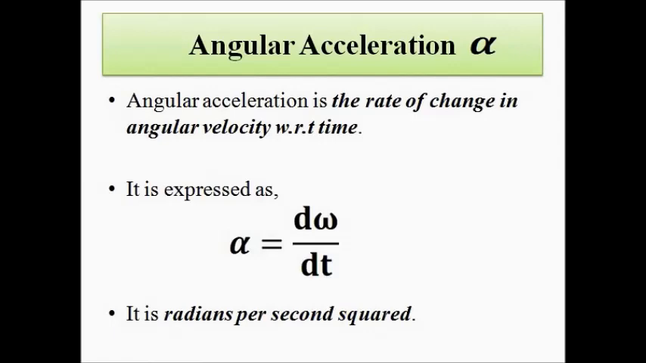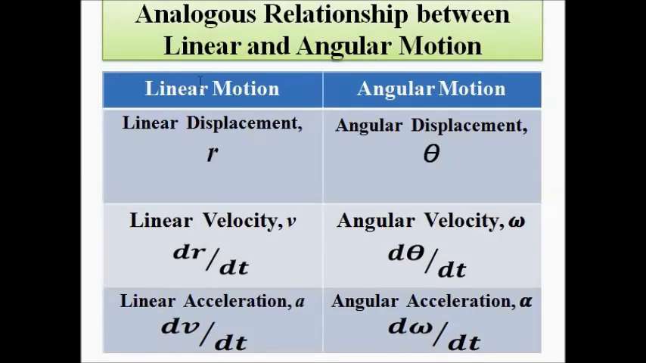Now let us have a correlation: how linear and angular motion can be correlated, the analogous relationship between them. In linear motion, the linear displacement is generally represented by r, sometimes also by s. Here we have taken it as r. In angular motion, the angular displacement or angular position is taken as theta. The linear velocity is the rate of change of displacement with respect to time, dr by dt. The angular velocity, omega, is the rate of change of angular position with respect to time, d theta by dt.